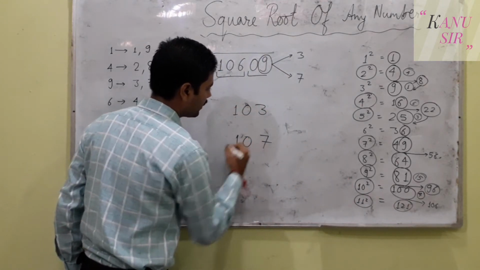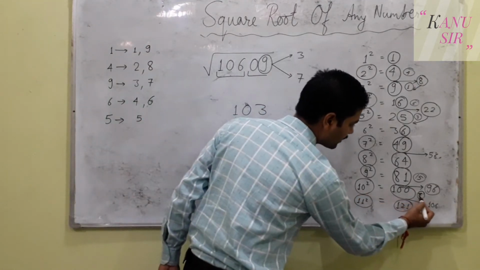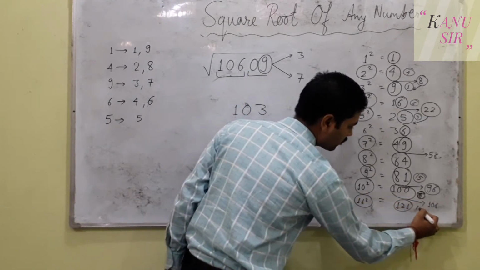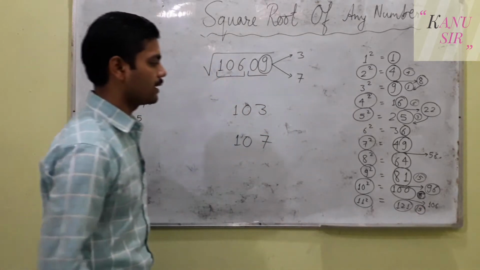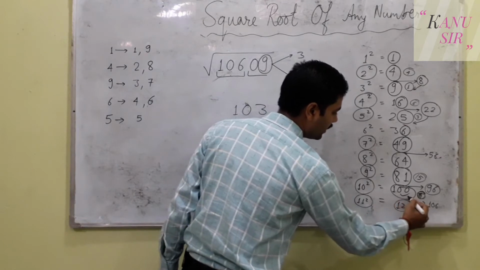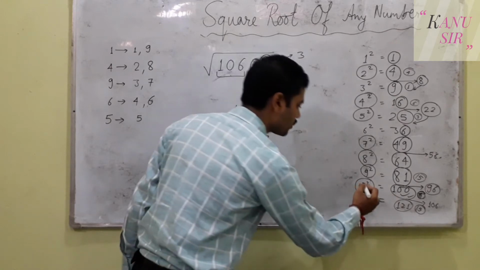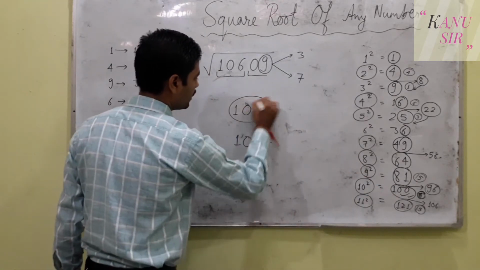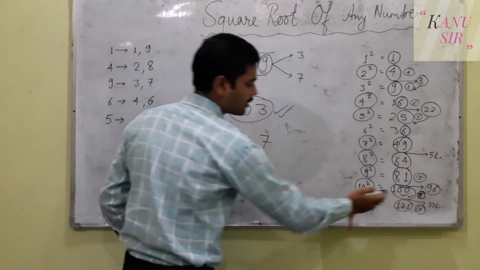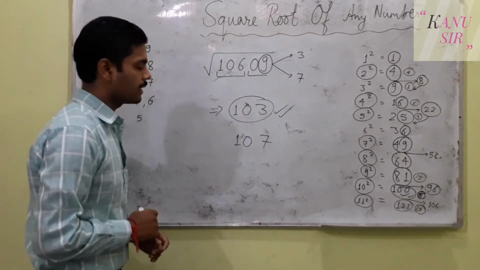103 or 107. Now let us decide. 100 is just 6 steps away from 106, whereas 121 is 15 steps away from 106. So the nearest number to 106 is 100, and because we are selecting the smallest number among 100 and 121, the answer is the smaller number 103. So the smaller selection will also be considered in the answer.